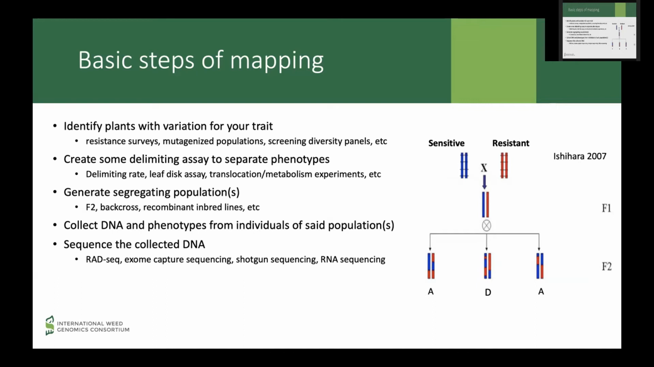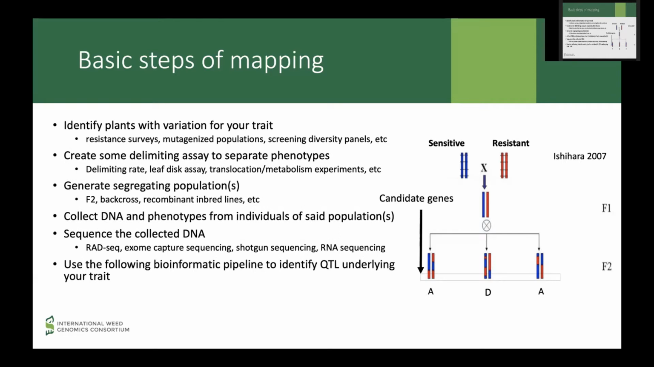And so once you have the phenotype data and the genotype data, which can be collected through a couple of different sequencing techniques that I won't talk too much about, then you can use the bioinformatic pipeline that we're about to talk about to identify this weirdly thin box. I don't know why I didn't make that thicker, but the box at the bottom of the screen is what we're talking about right here.